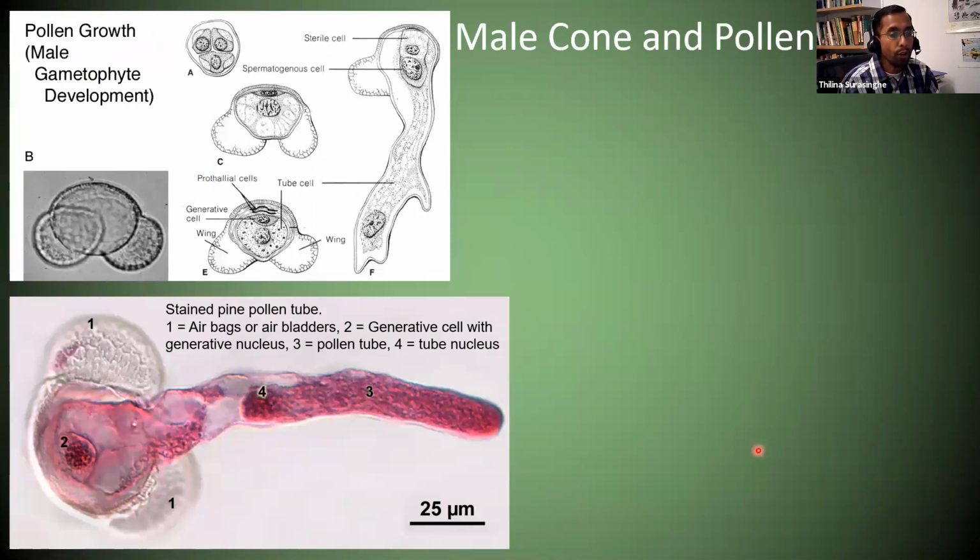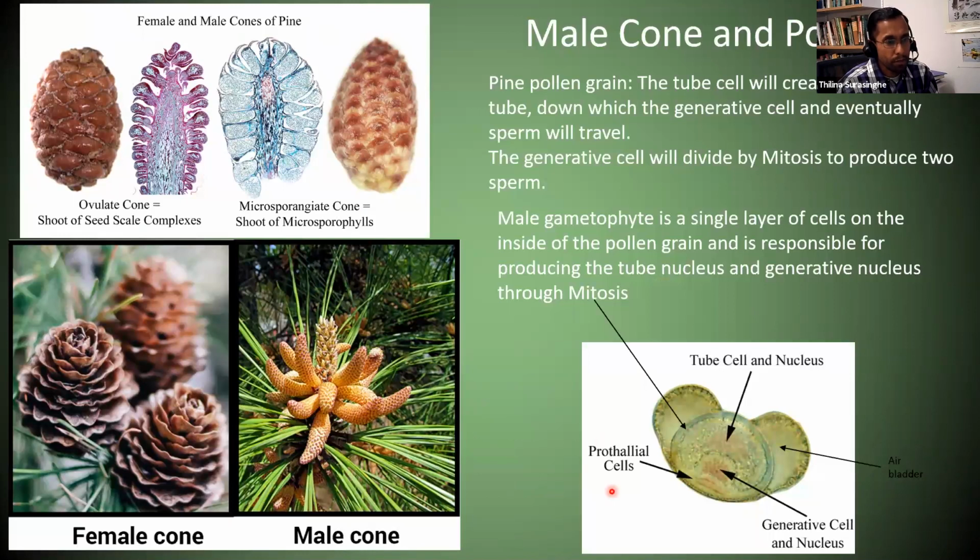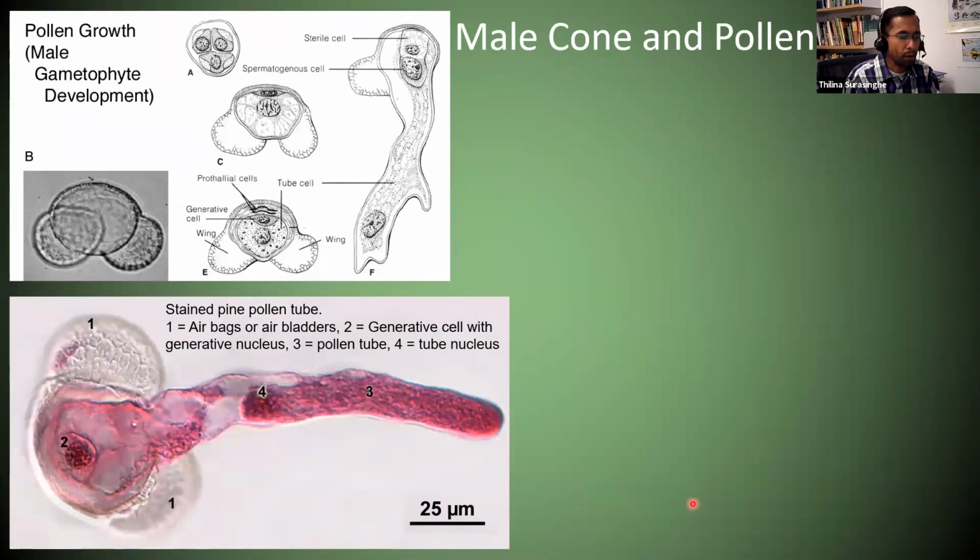I do not want you to worry about this prothalial cell at all. That's on the bottom of that developing pollen grain. Don't worry about that at all.